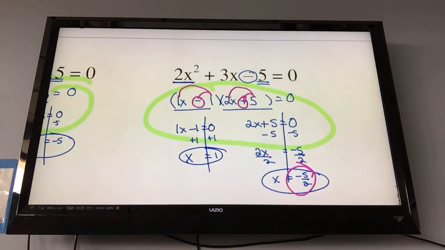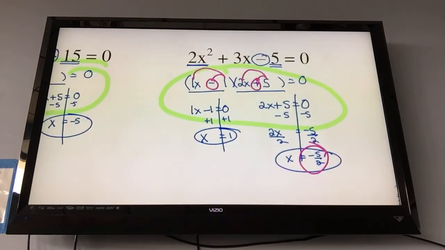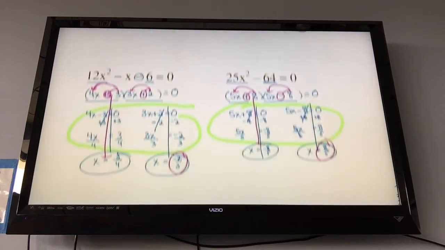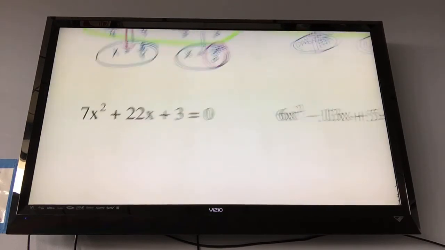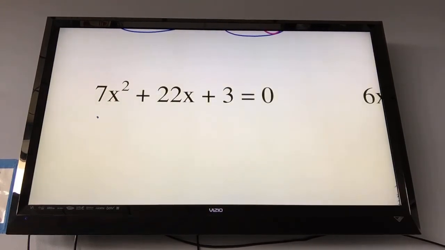So I can use that shortcut anytime I want, and I don't have to show all of that work. I still gotta factor it. Okay, so on this question, let's do one with the shortcut and try it.